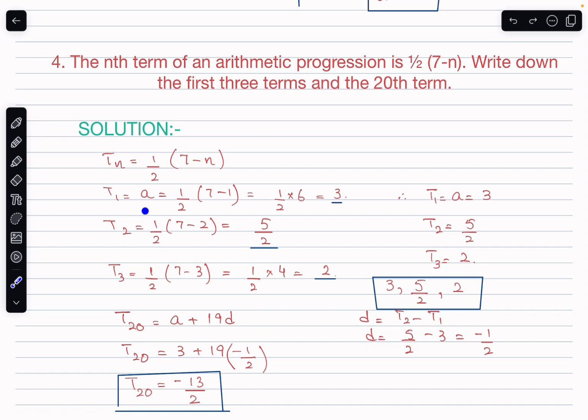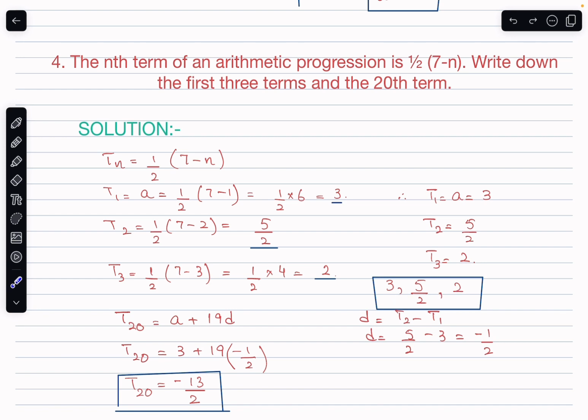T1 shall be equal to the first term where n is 1, that equals 1 by 2 times 7 minus 1, 1 by 2 times 6, giving me 3. Second term, it's 1 by 2 times 7 minus 2, that gives me 5 by 2. The third term is 1 by 2 times 7 minus 3, which is 1 by 2 times 4, giving me 2. So the first term is 3, the second term is 5 by 2, and the third term is 2 here.